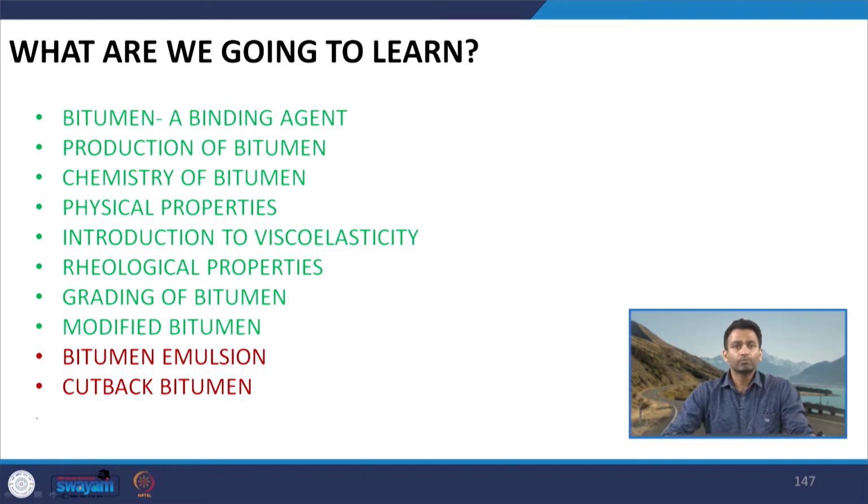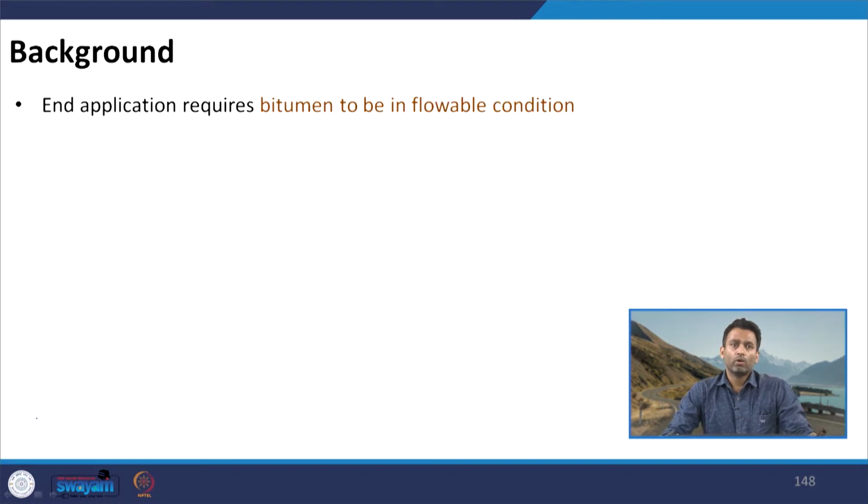So, today we are going to complete module 3 by discussing bitumen emulsion and cutback bitumen. If we look at the end application of bitumen or bituminous products, be it in any modified form, finally we need bitumen to be in a flowable condition so that it can be appropriately mixed with the aggregates, it can appropriately coat the aggregate particles, and the final mixture can be laid and compacted in the field.